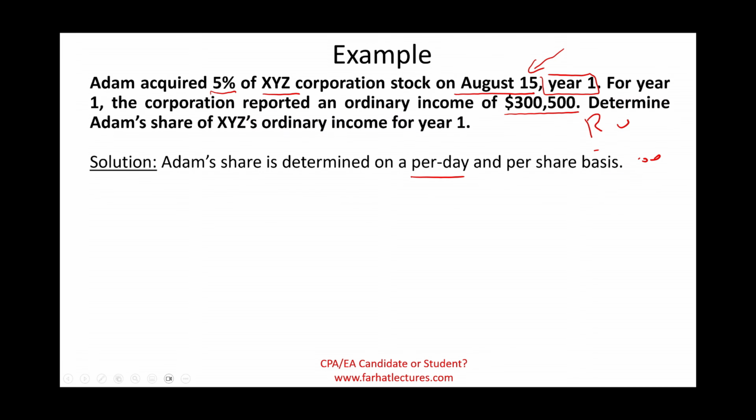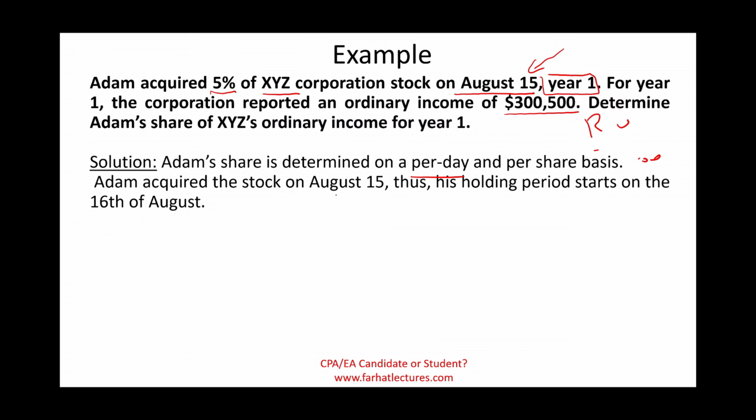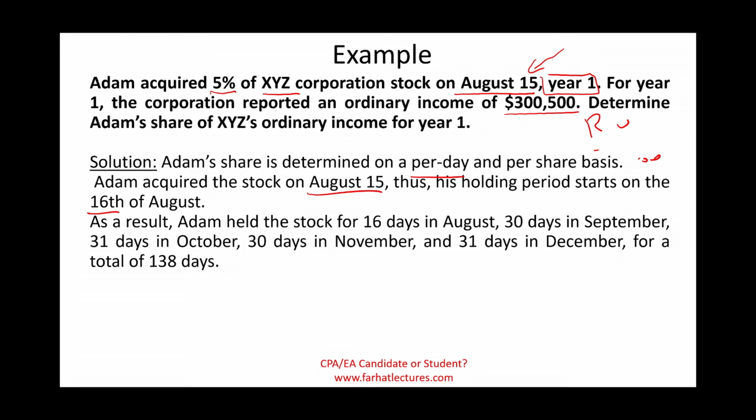Well, how does it work? Adam acquired the stock on August the 15th. Therefore, the holding period will start the following day, on August the 16th. Here we have to count the days from the 16th till the end of the year. That's going to be 16 days in August, 30 days in September, 31 days in October, 30 days in November, and 31 days in December, for a total of 138 days.